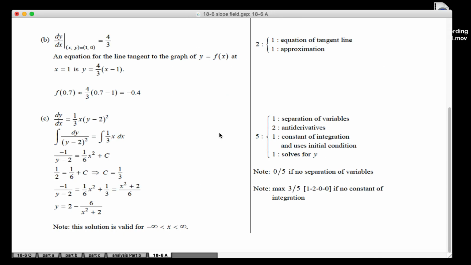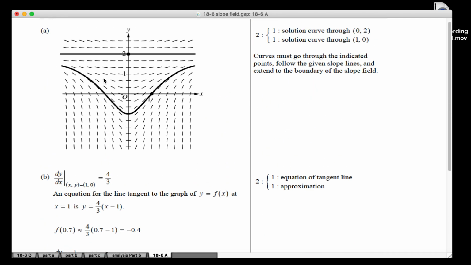Okay. Now let's look at the points they gave us. If you notice, they gave us 2 points for the first part A, 1 point for each of these curves, 1 point for the curve through (0, 2), 1 point for the curve through (1, 0). But notice here they say curves must go through the indicated point. So if you don't hit that point, and you can't go way off and come back and hit it, okay? If you don't go through, so always start with those points, you don't get credit, and it must follow the slope lines, and it must extend to the boundary. So it must go all the way across the boundary, okay? Very easy, 2 points there.